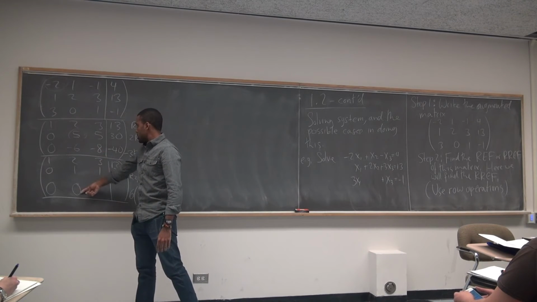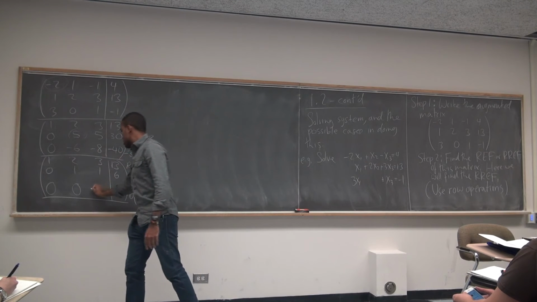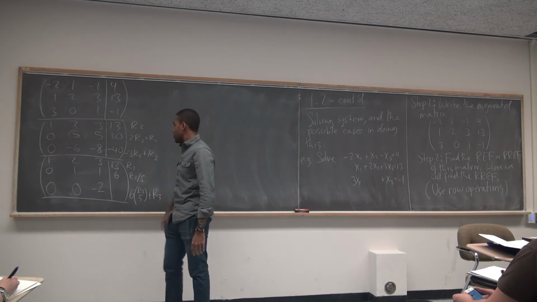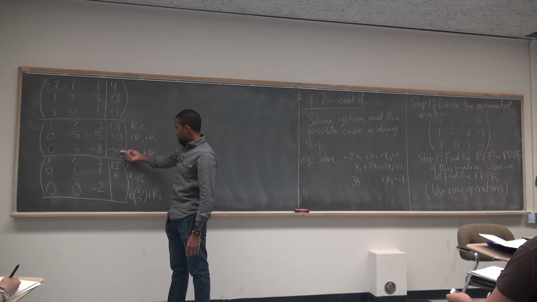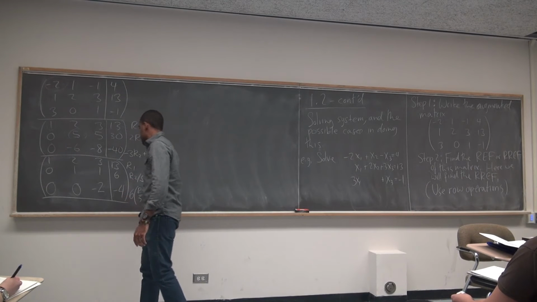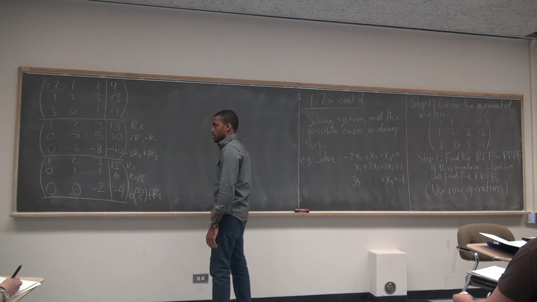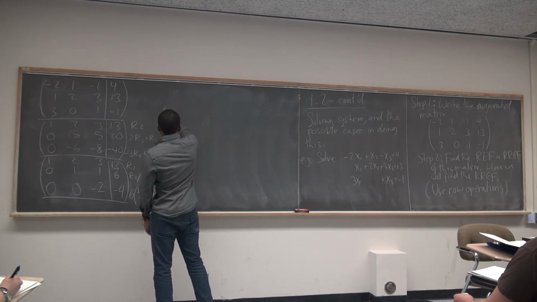6 minus 6 is 0. 6 added to this gives me minus 2. 6 times 6 is 36. Added to this, negative 4. That's my next line, right? Now, move over.